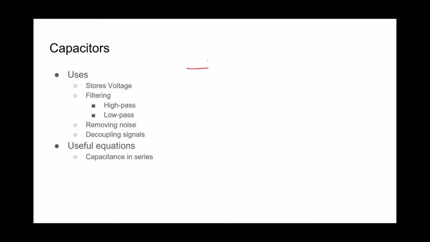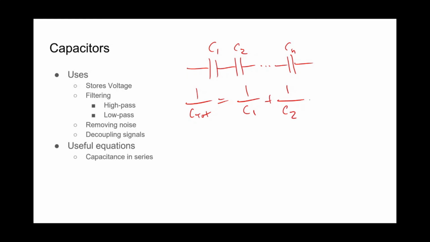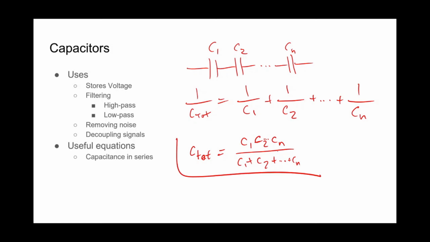So capacitors in series would look like this. And the equation is a little ugly. So 1 over C total equals 1 over C1, plus 1 over C2, plus dot dot dot, plus 1 over C sub n. And what it comes out to is C total equals C1 times C2 times dot dot dot times C sub n over C1 plus C2 plus dot dot dot plus Cn. All right, there is capacitance in series. Kind of gross, but that's the truth.